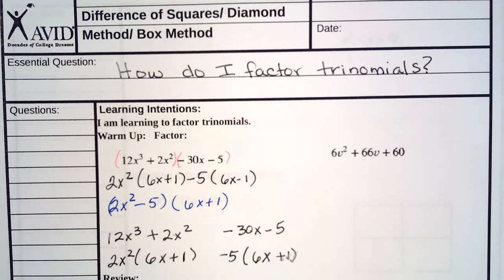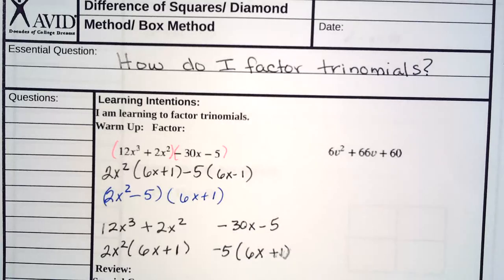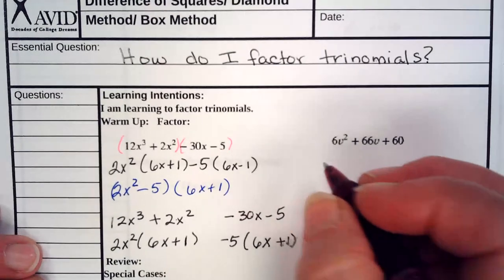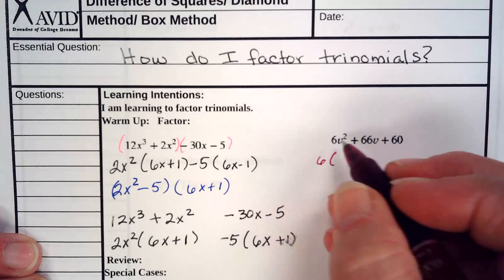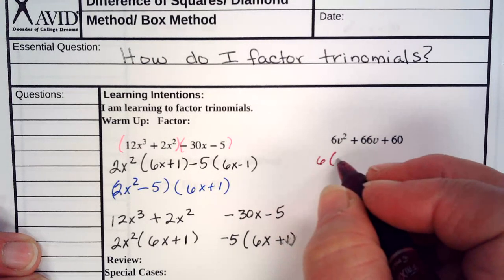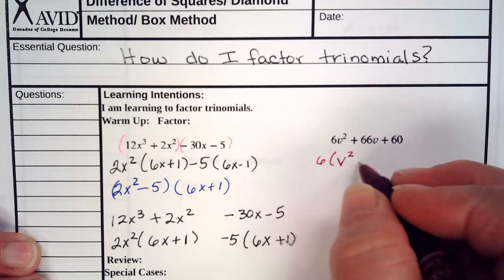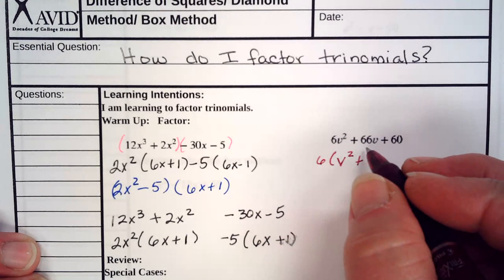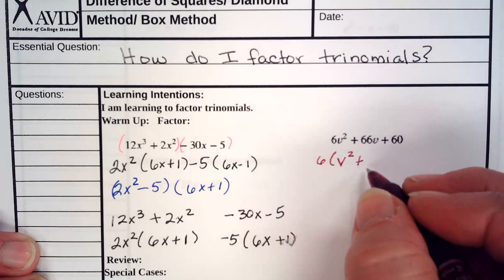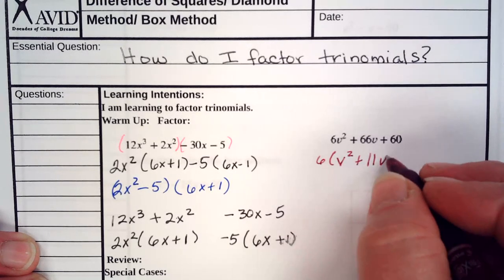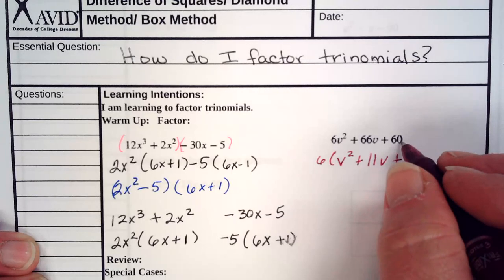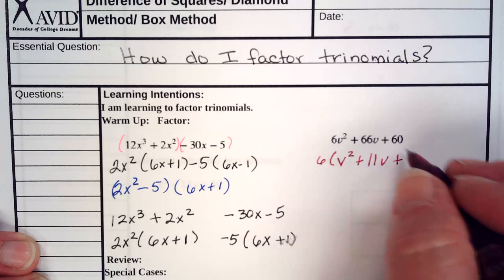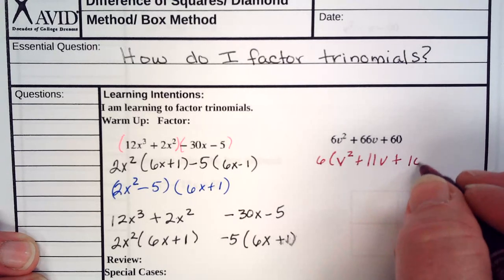Okay, let's look at the second warm-up. Step 1, do I have any common factors? Well, I can factor out a 6. So 6v squared divided by 6 is v squared. 66 divided by 6 is 11. Bring your v down. Plus 60 divided by 6 is 10.